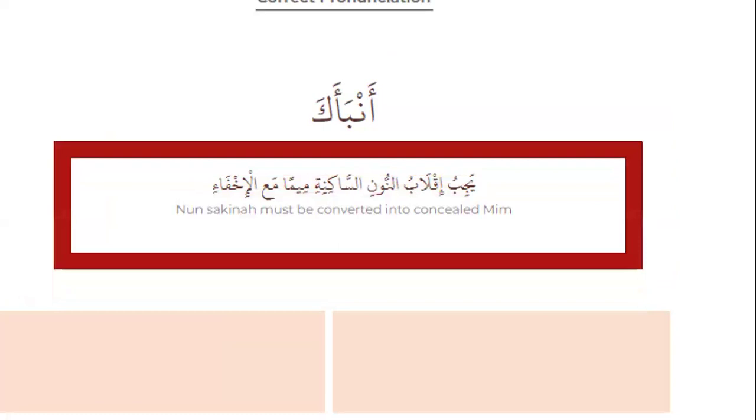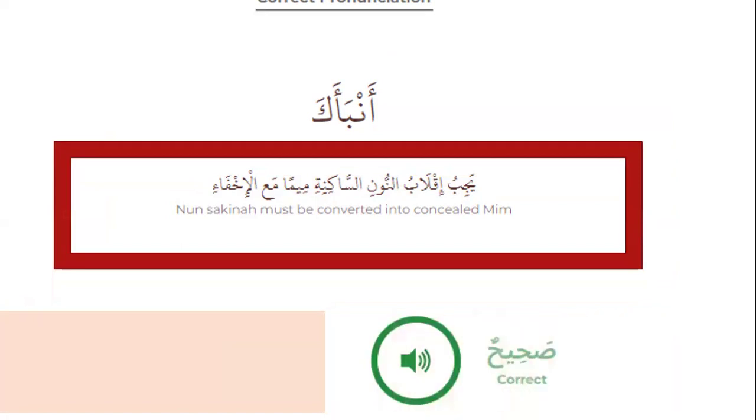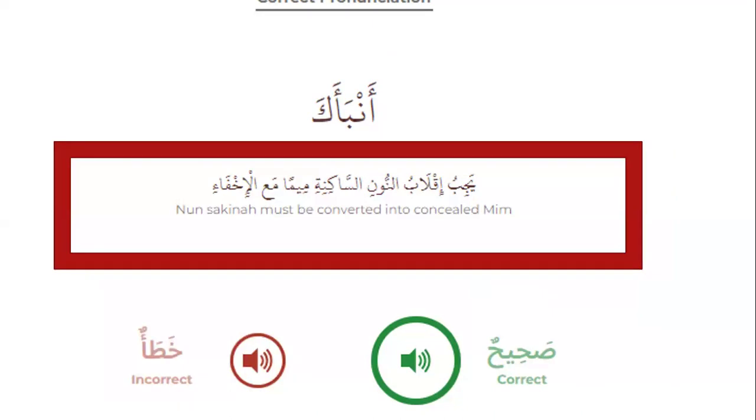In this example, noon sakina must be converted into concealed meem. It's anba'aka, not am. Not a clear meem. It's concealed. Anba'aka. Please repeat after me the correct pronunciation. Anba'aka. But the wrong is a clear noon or a clear meem. No, it's anba'aka.